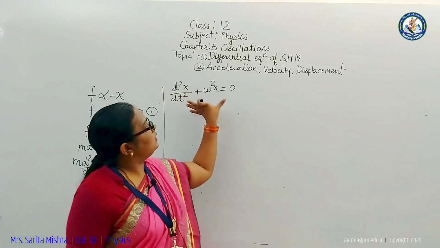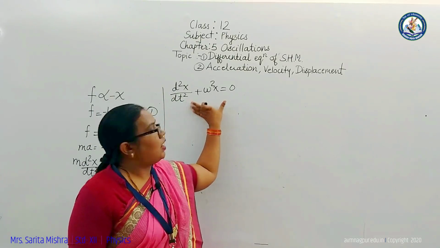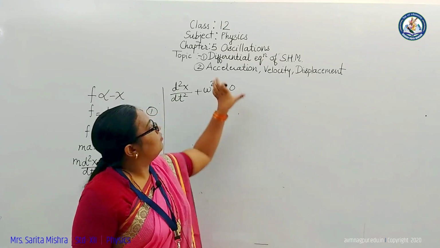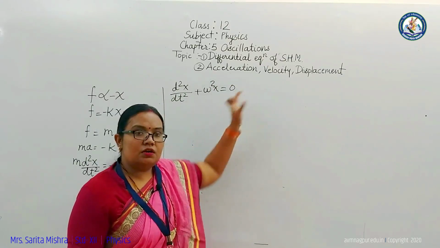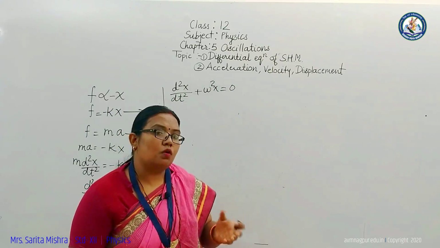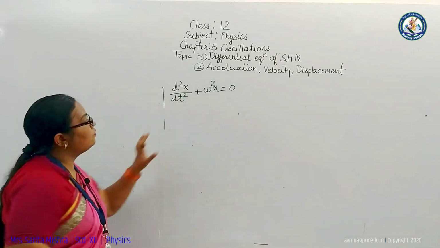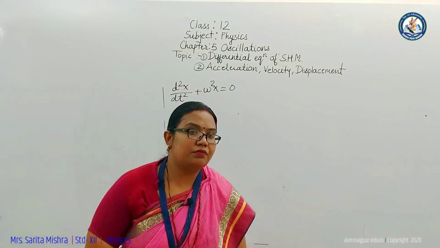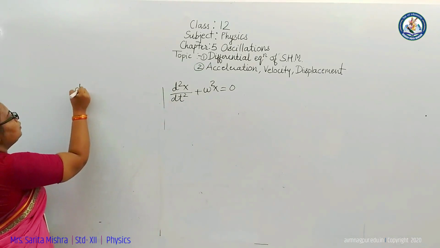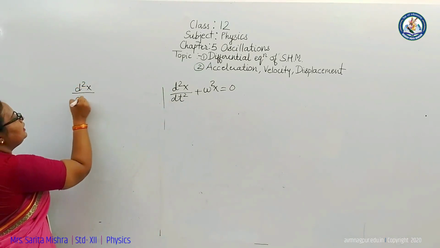Now, after obtaining this differential equation of simple harmonic motion, we can find out the acceleration, velocity and displacement of simple harmonic motion. How? Let's see. First, using this equation, we are going to find out the acceleration, d2x by dt square.